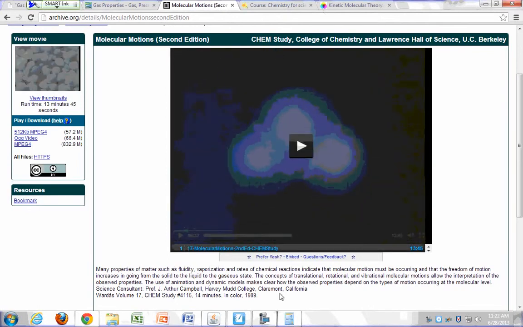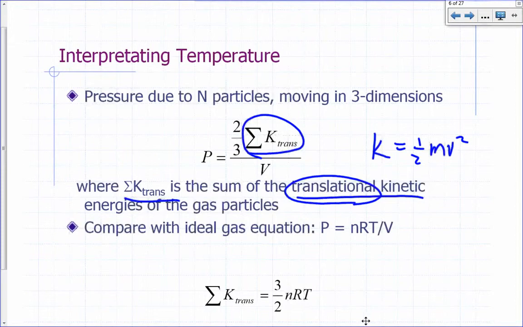Okay, that should be enough. So anyway, what we call translational kinetic energy is kinetic energy that's associated with simple motion through space. The total kinetic energy for a molecule has to include not just translational motion, but rotational kinetic energy due to the tumbling motion of the molecule, and kinetic energy due to the vibration of the atoms within the molecule.